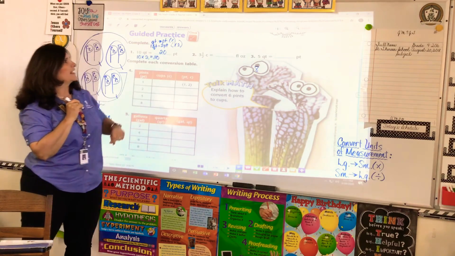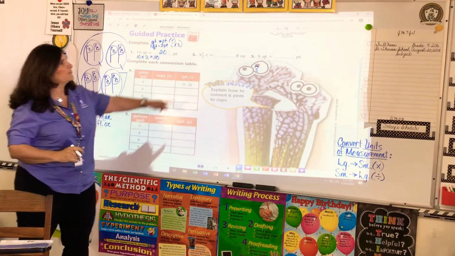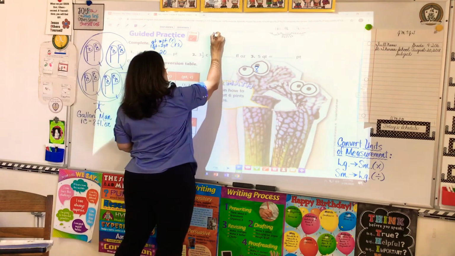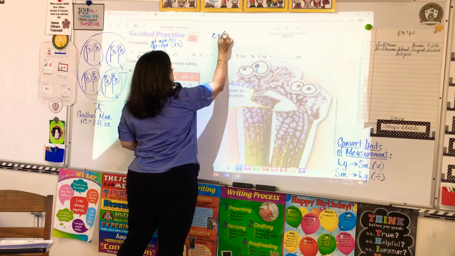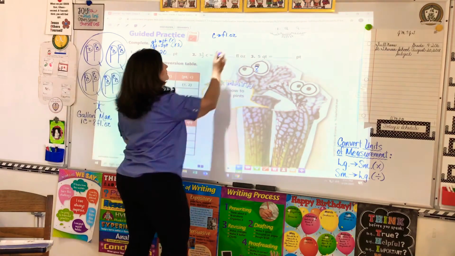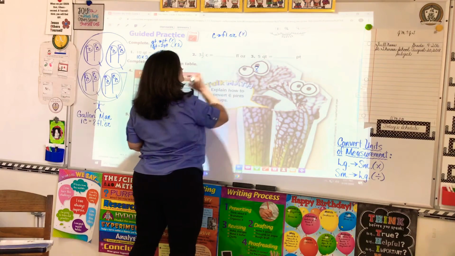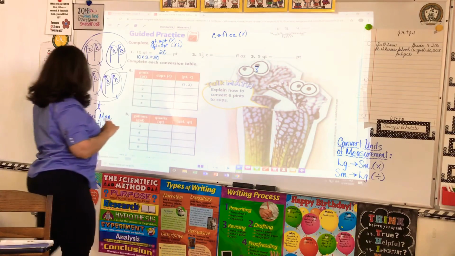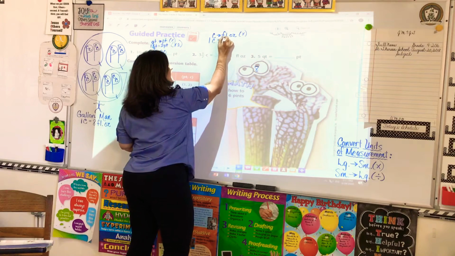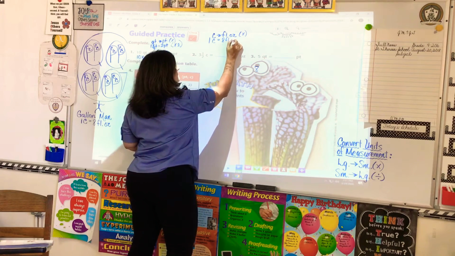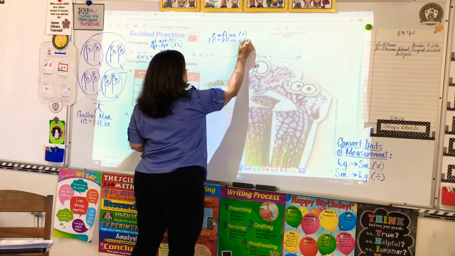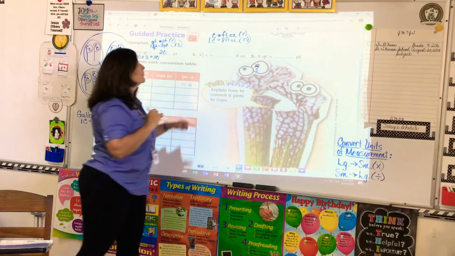Okay, now we're going to do 3.5 cups and we're going to put it to fluid ounces. So we're going from cups to fluid ounces. Larger to smaller, multiply. Okay? 1 cup equals 8 fluid ounces. So every time we go from cups to fluid ounces, we're going to multiply times 8. But we have 3.5 cups.